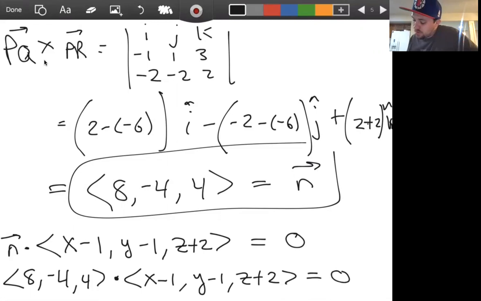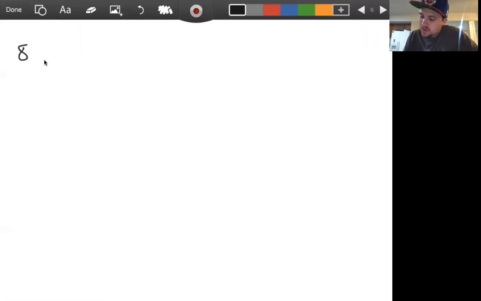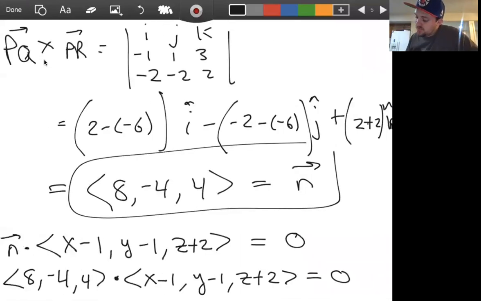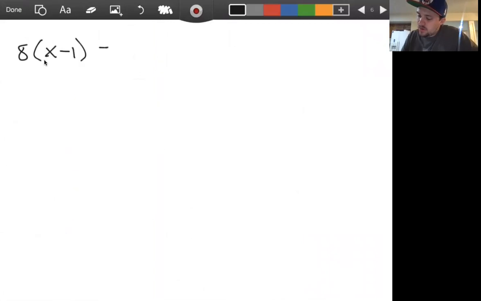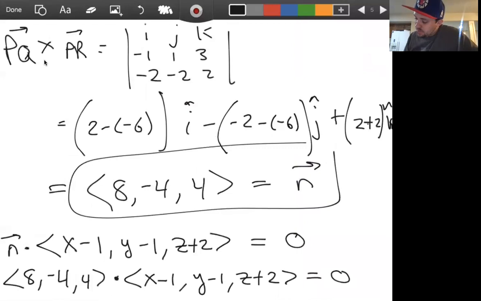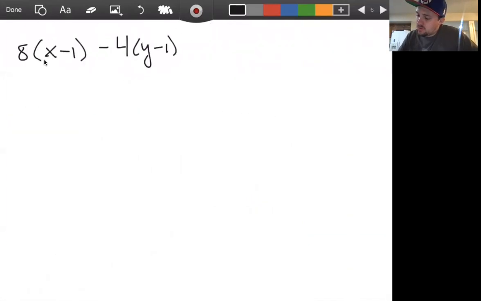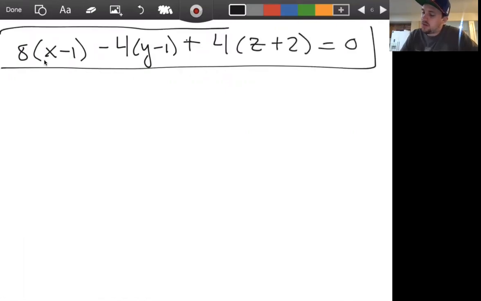And so now let's take the dot product. If we take the x component, we'll get 8 times x minus 1. For the y component, we have -4 times y minus 1. For the z component, we have 4 times z plus 2 equals 0. And here's a scalar equation for our plane that contained those 3 points, P, Q, and R.